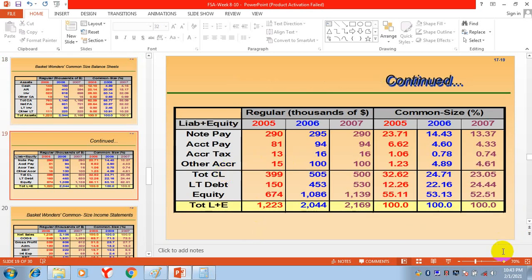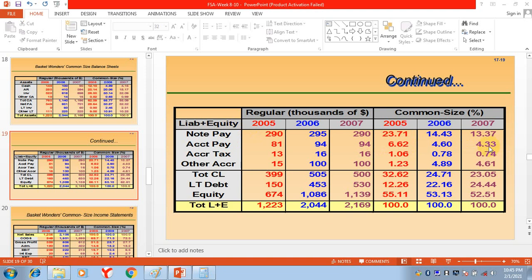Now come to the liability side. The next thing is note payable. See, note payables from 23% come down to 14%, come down to 13%. Note payable means we purchase goods on credit and now we are making payment. So 23% comes down to 14%. It is showing that we are making payment quickly. Account payable is also showing that we are making payment quickly. Account payable and note payable are purchases of goods on credit from the suppliers. So it is coming down.